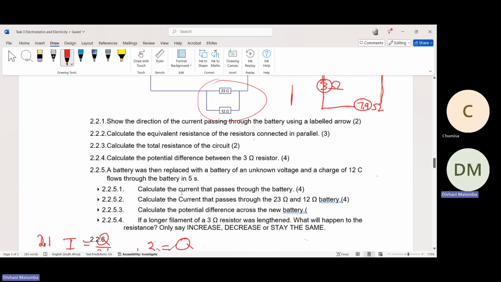Let's see the next question. The next question says, a battery was then replaced with a battery of an unknown voltage, and a charge of 12 coulombs flows through the battery in 5 seconds. They said, calculate the current that passes through the battery. How do we go about that one?